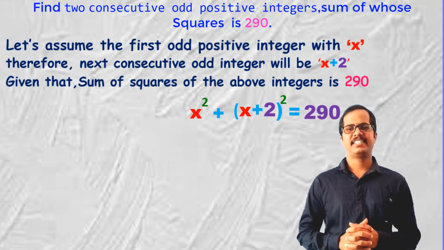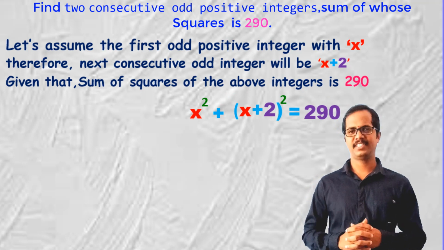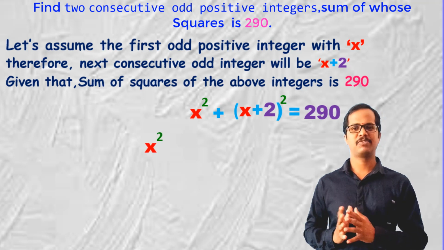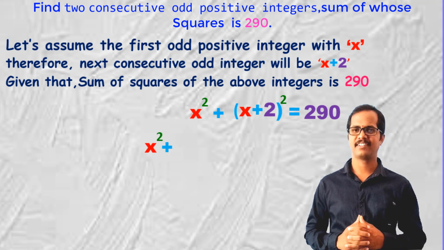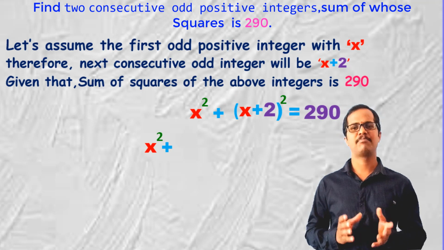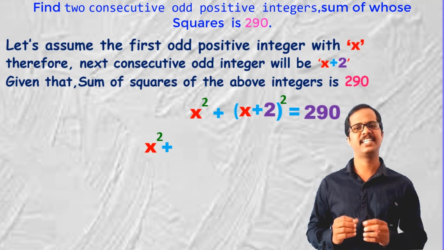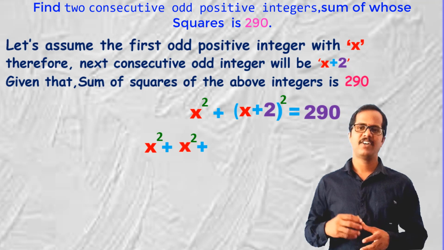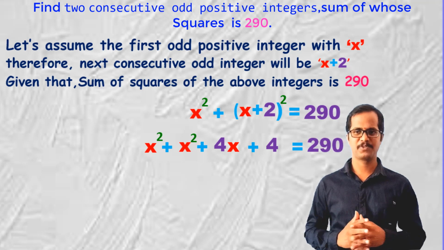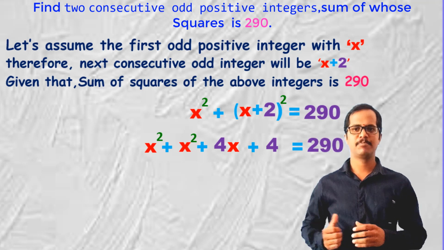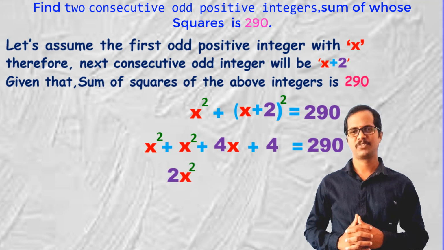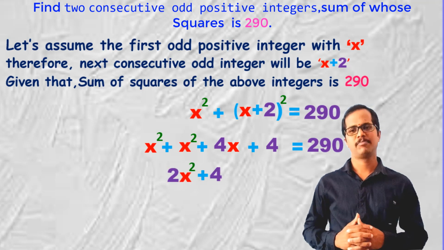Now on the left hand side, we can simplify this. Let us write x squared, the first term, as it is, and coming to the next term, (x plus 2) whole squared, clearly it is in the form of (a plus b) whole squared. So by applying the (a plus b) whole squared identity, we get x squared plus 4x plus 4 equals 290. And further simplifying on the left hand side, we get x squared plus x squared equals 2x squared, plus 4x plus 4.